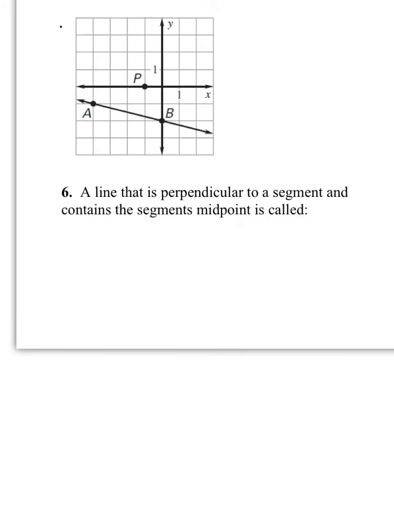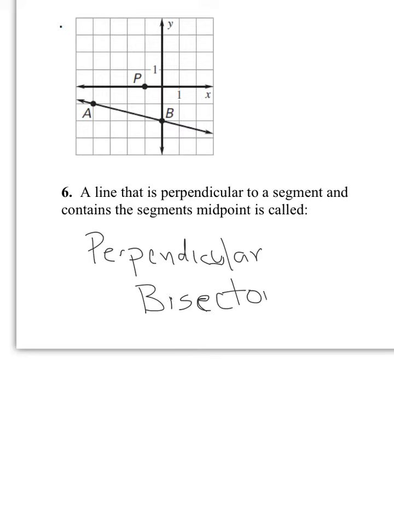Number 6 is simply a vocabulary term. A line that is perpendicular to a segment and contains a segment's midpoint is called the perpendicular bisector. Okay, so perpendicular right there in the question is what they're asking, and then bisector means to cut in half. So if you cut in half at 90 degrees, and of course if you're cutting in half, you're at the midpoint.